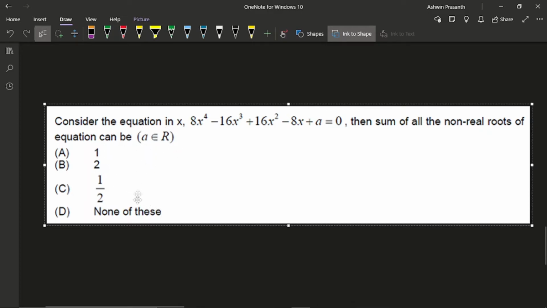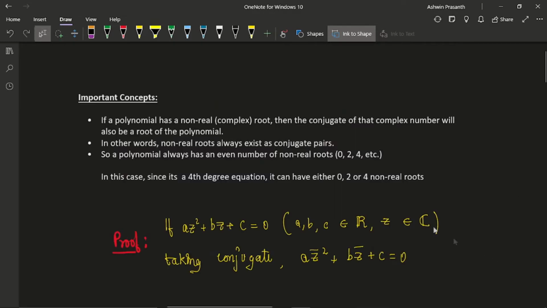This is a multi-correct question, so pause the video here and try it on your own and I'll come up with a solution. Before coming to the solution, here are some important concepts that will be required in this problem. If a polynomial has a non-real, which is a complex root, then the conjugate of that complex number will also be a root of the polynomial.